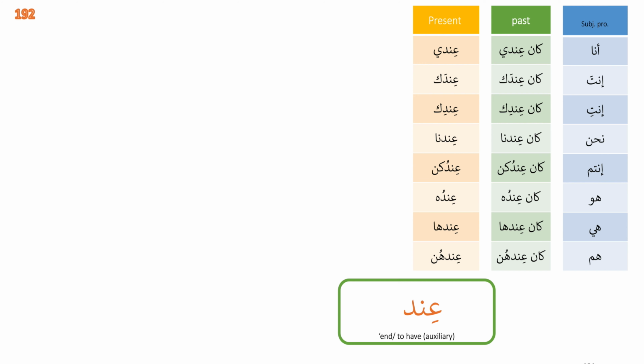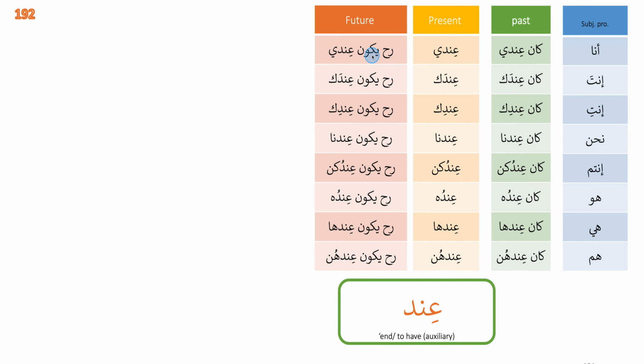And now, as we've covered these two tenses, you might ask, do we have something in the future like I will be having, or they will have? Yes, we do have the future tense of have. And in order to form the future tense out of the auxiliary, all you need to do is to place rah in front of the whole conjugation. Because rah means will.